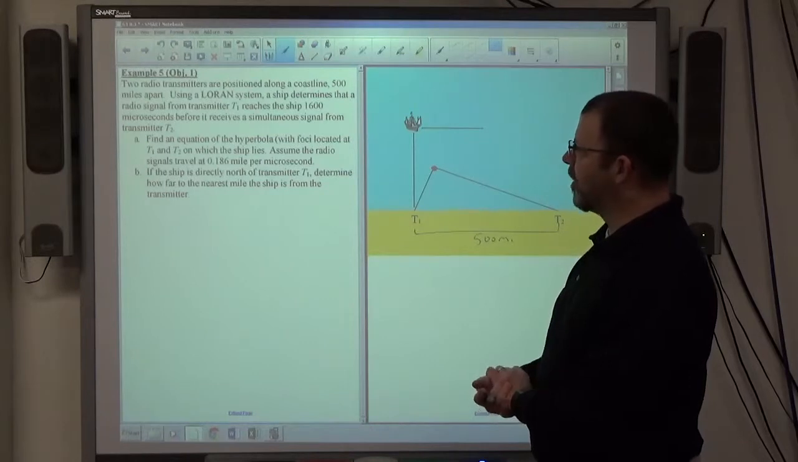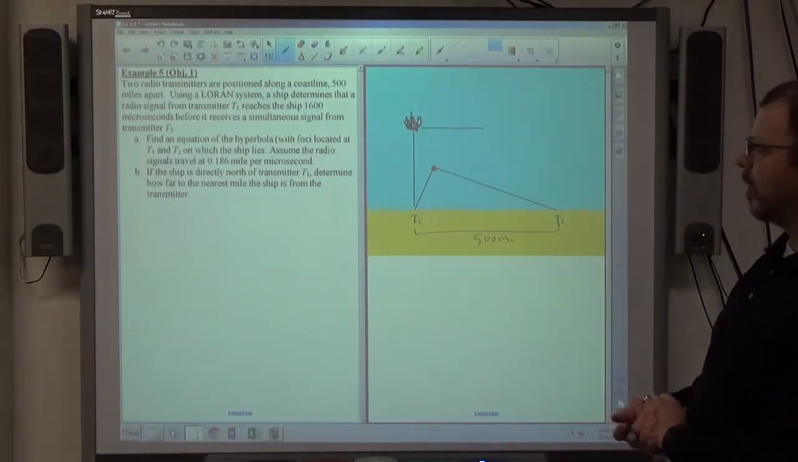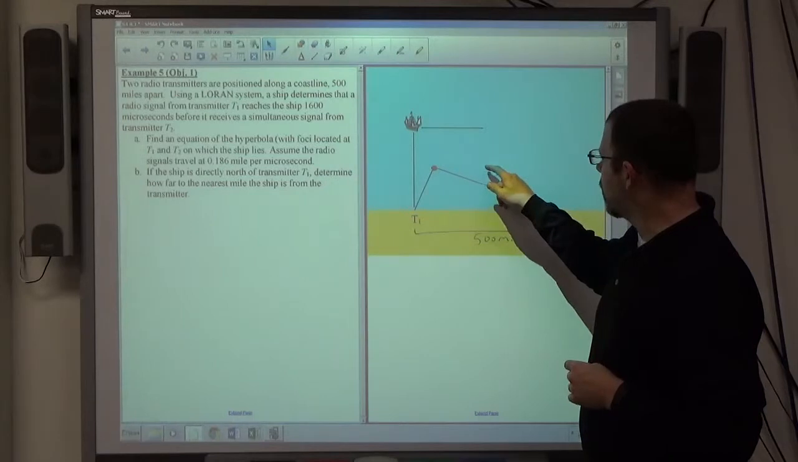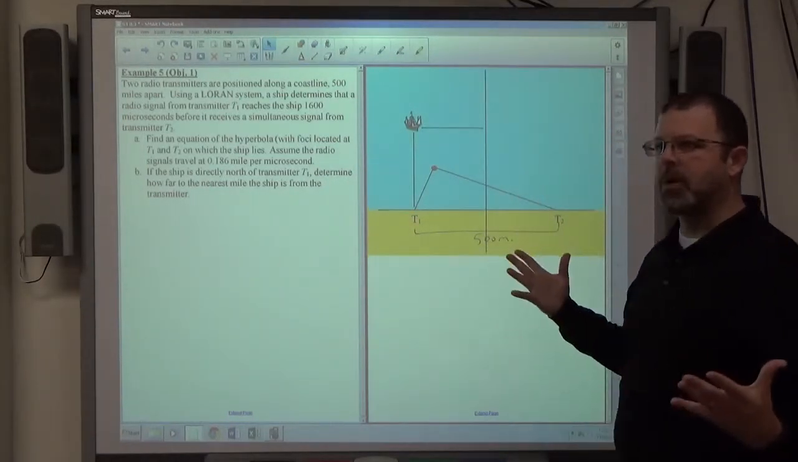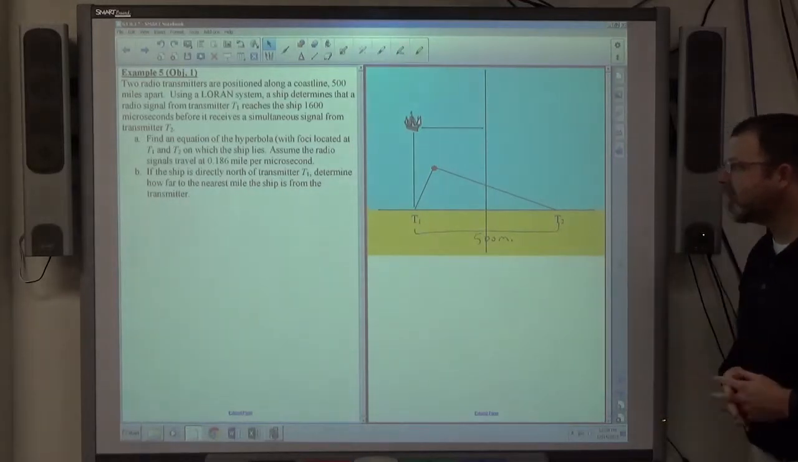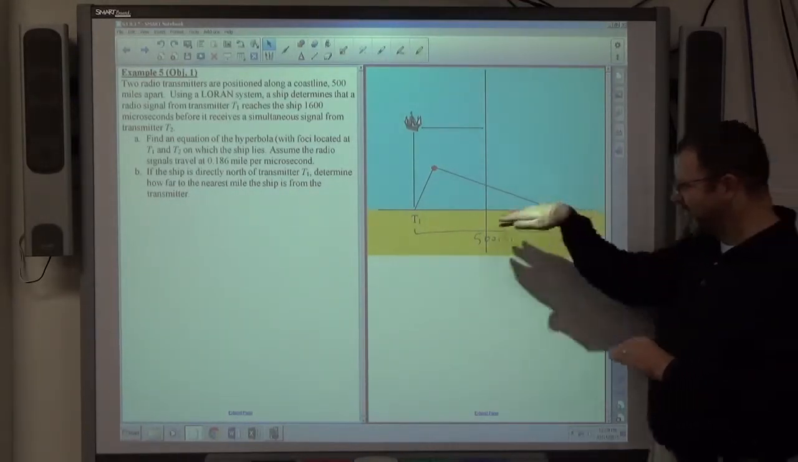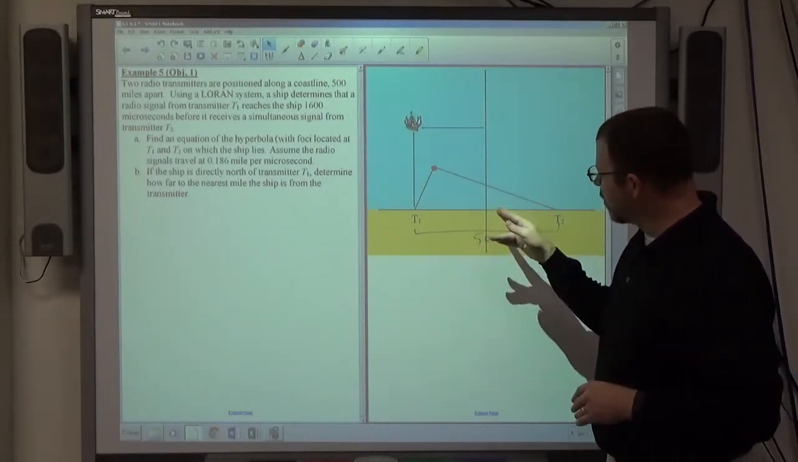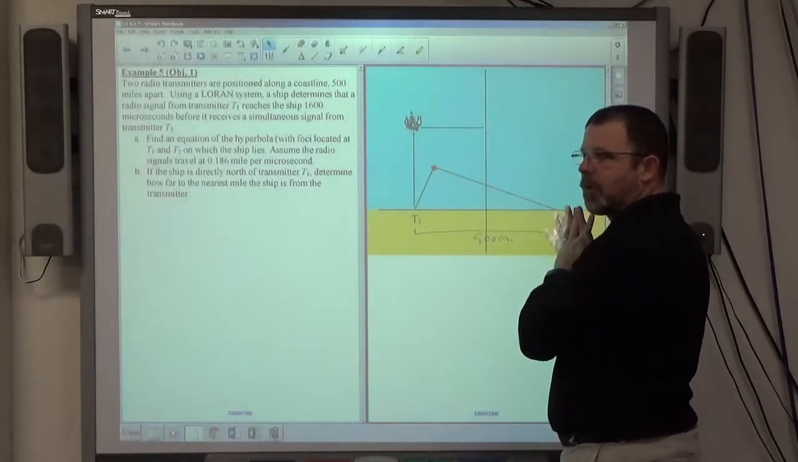And it says, find an equation of hyperbola with foci located at T1 and T2 on which the ship lies. Assume the radio signal travels at 0.186 miles per microsecond. First off, let's just always assume that our center is going to be 0, 0 for the sake of these problems. We'll assume the coastline is straight, no curvature to it, just a nice flat straight coastline.